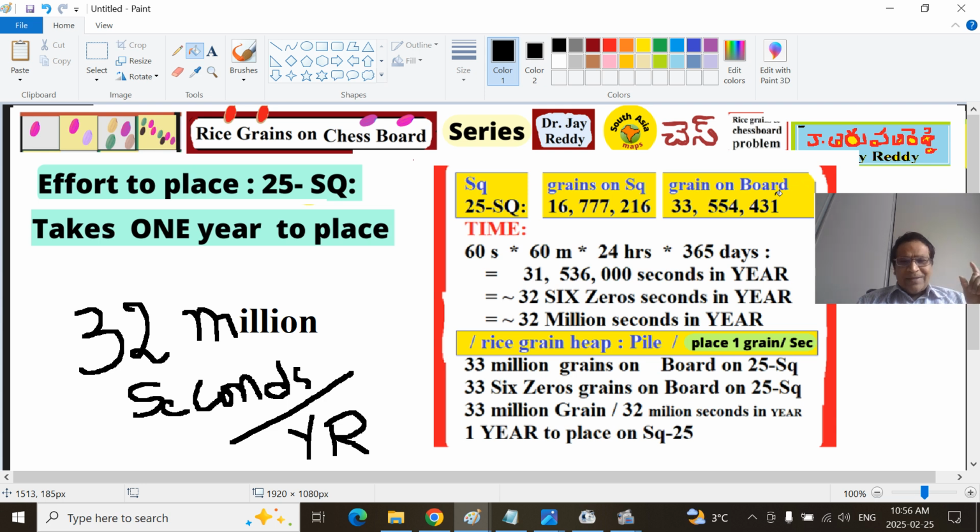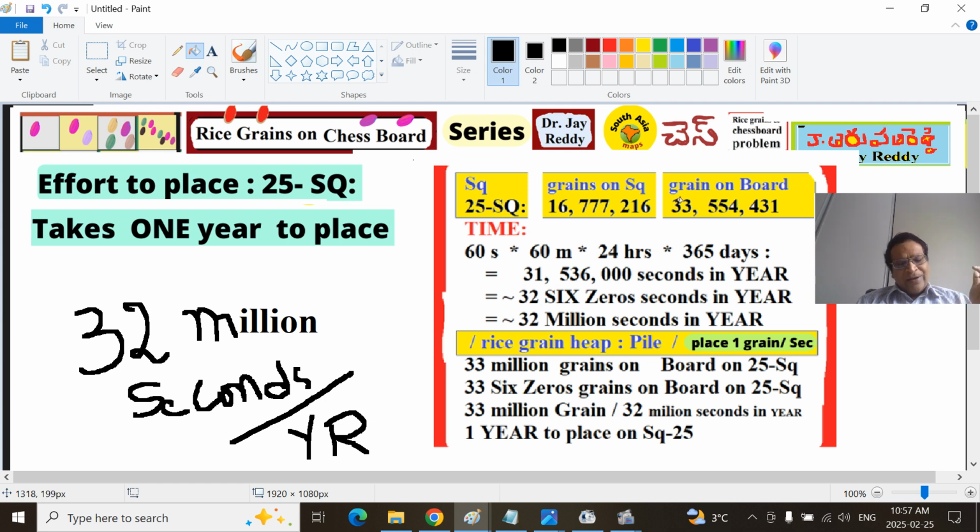This aspect we discussed before. Once you are doubling, the grains so far on the board will be more than all the cumulative grains before. You can look at it in this way. So when you are putting 16 million grains on this 25th square, up to so far, that means 1, 2, 3, 4, including the 25th, you have 33 million grains.